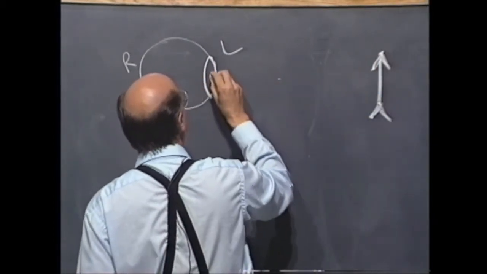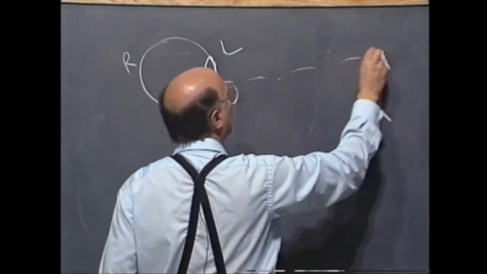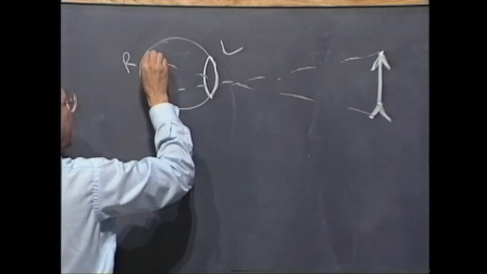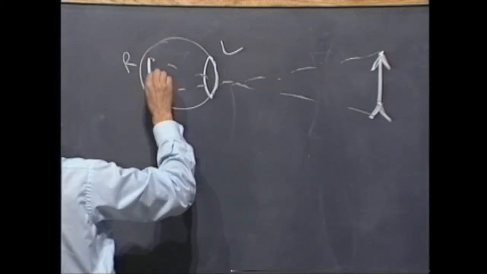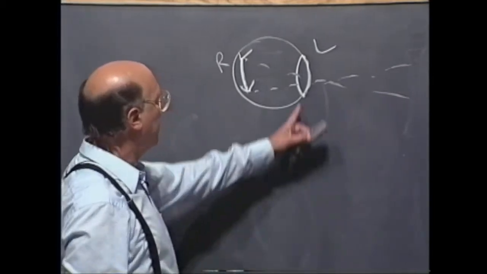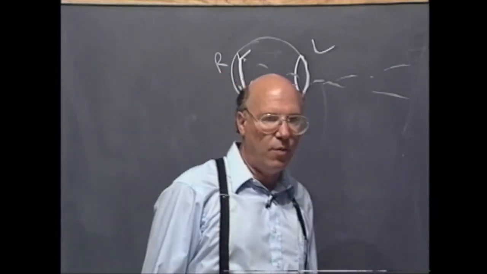And the eye sees that, and the eye makes an image of that on the back. And of course, the image is upside down too, you know that, and the brain turns the image right side up. But that's basically how an eye works.